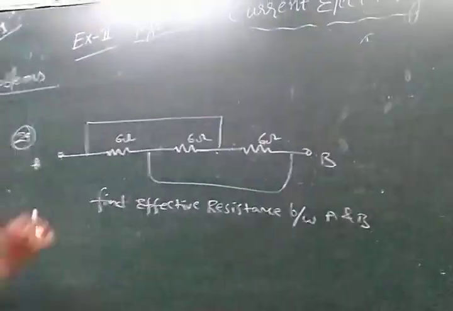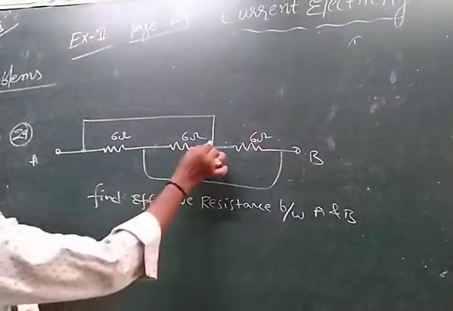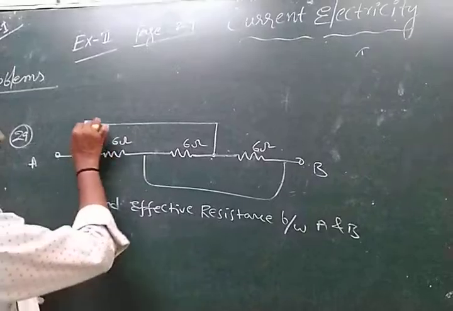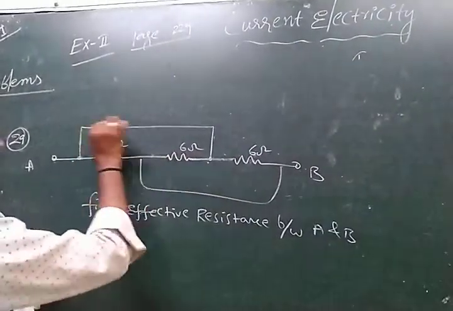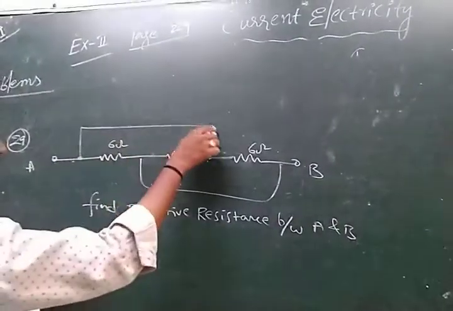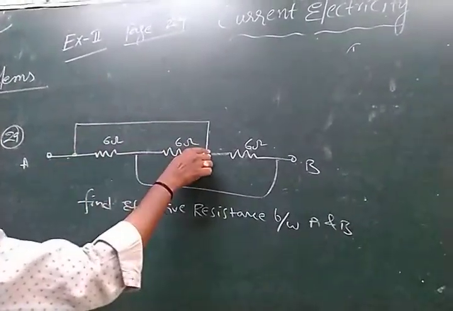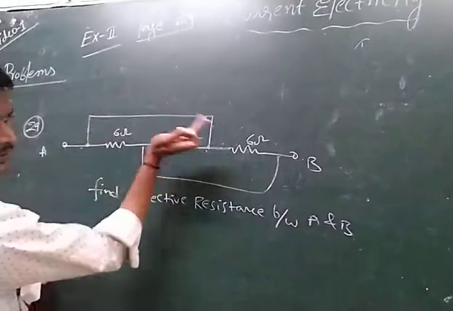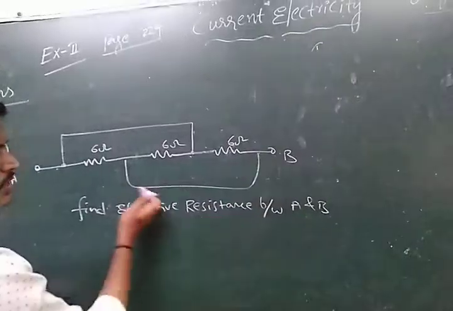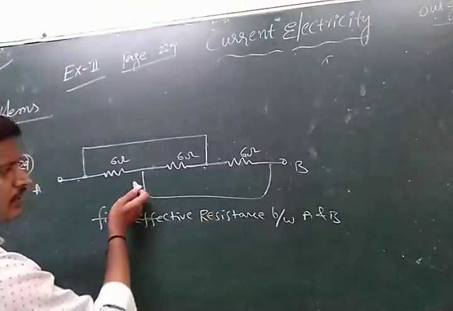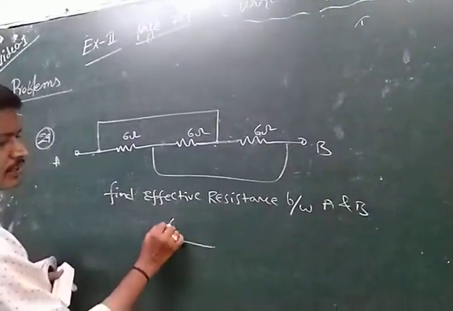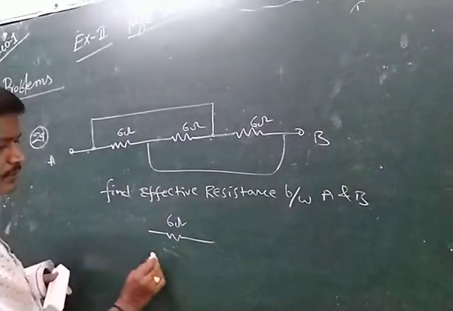This wire connects same potential points. Why? Because there is no device in between them, so it is directly connected by wire and they are at the same potential. So we can remove it, that means short circuit it. And these two are also same potential points, so that is also short circuited. Then the final diagram has 6 ohms, 6 ohms.